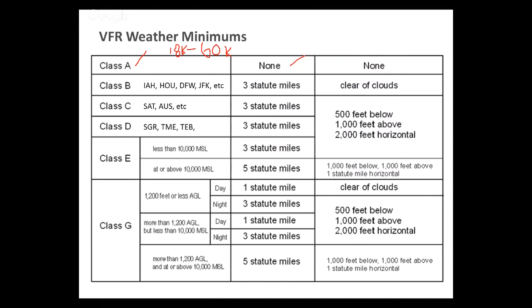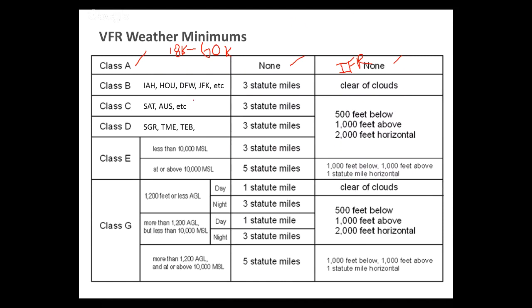So why don't you think there's any weather minimums for Class A? Because the air's too thin for the weather to. No, that's not right. Because you have to be IFR. You can't be VFR in Class A. You've got to be on instrument flight plans. So the weather minimums don't apply.